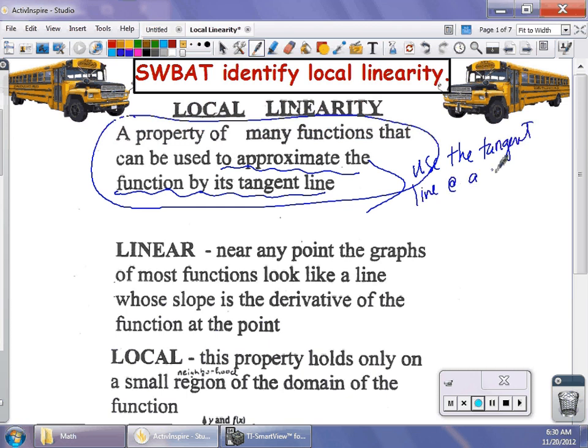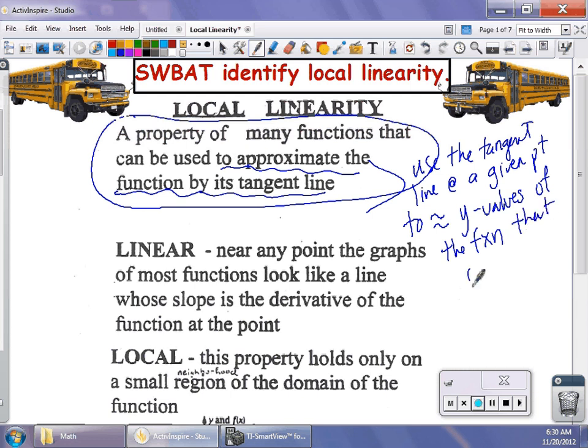at a given point to approximate y values of the function. And when I say the function, I'm talking not the tangent line, the given function. So we're going to use the tangent line at a given point to approximate y values to the function that are very close to the point of tangency.